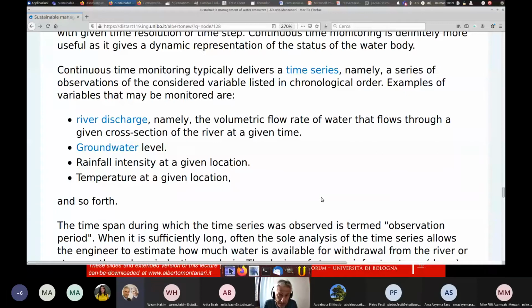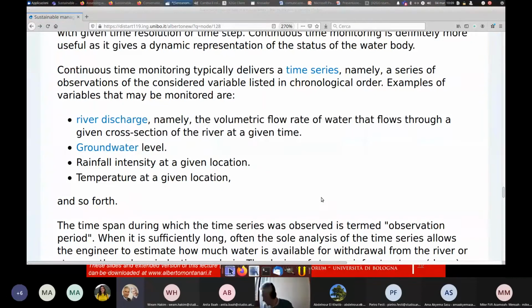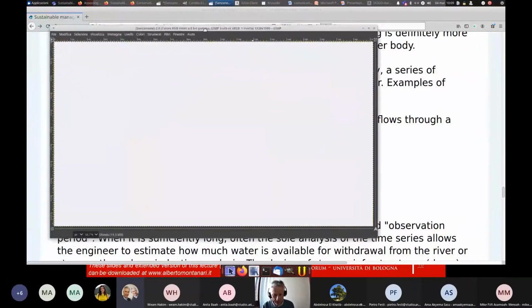And then by cutting the river, I get the geometry of what we call a river cross section. Let me make a picture here. I need to share the screen, but I think I can do it like this.